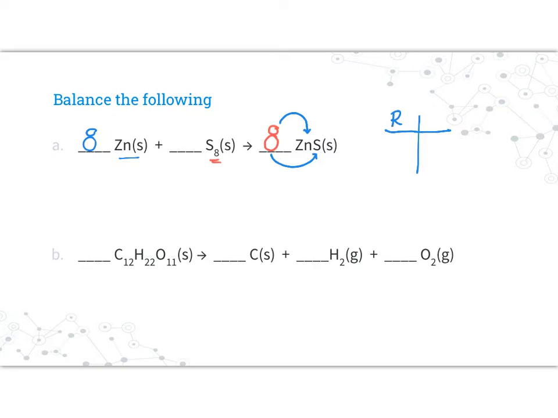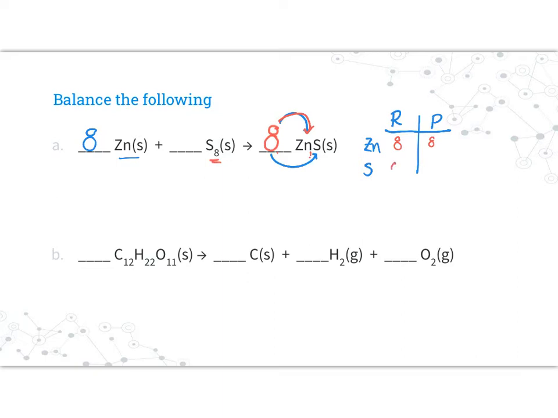We're going to list all of the elements in our reactants. So we have zinc as an element here and sulfur. Currently, in my reactants, I have 8 zinc. In my products, I also have, remember, we multiply, 8 zincs. There is 1 in this compound, so 8 times 1 is 8.